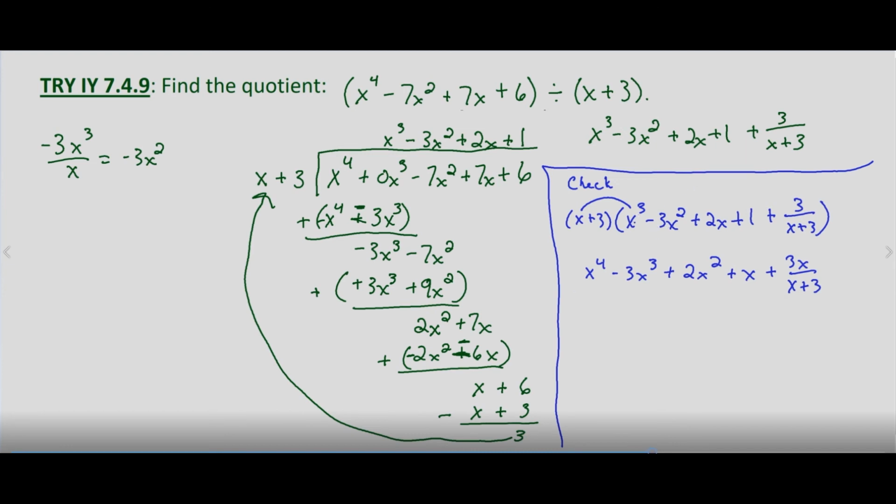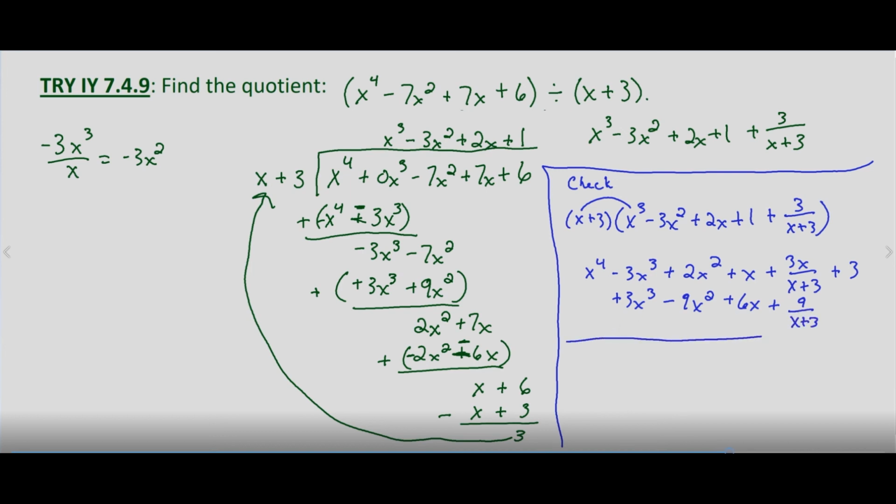I'm going to put the like terms underneath the other like terms. So 3 times x cubed is plus 3x cubed. 3 times negative 3x squared is negative 9x squared. 3 times 2x is plus 6x. And then 3 times 1 is 3. I'm going to write that constant over here to the side because we don't have any constants yet. And then 3 times 3 over x plus 3 is plus 9 over x plus 3.